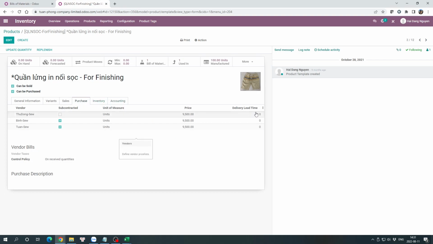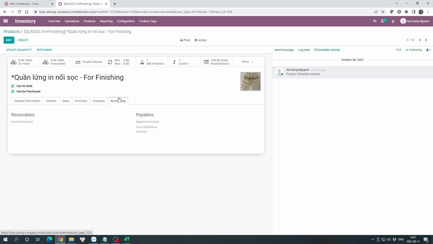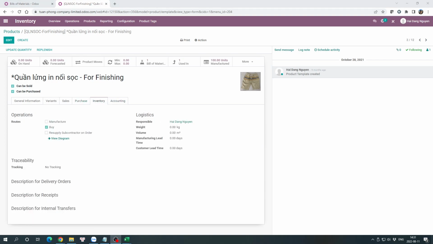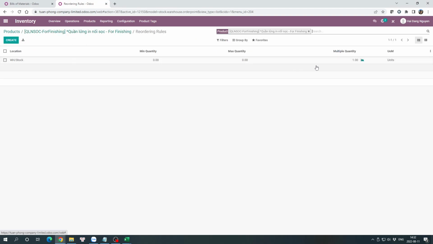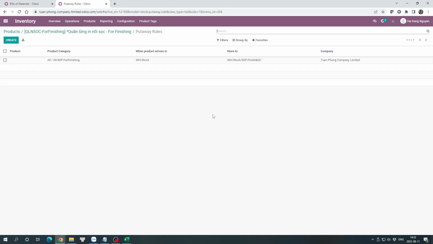By the way, remember to keep these as 0 to make life easier so that you don't get confused. In reality, you may want to put some days in here, but if it's the first time you do it, you want to see things triggered straight away, make sure these are 0. These should be 0 too. Let's see what else. Min max, yes, make sure there is a line right here with multiple of 1 at least. Then you got cost analysis, putaway rule, anything. Oh yes, there is a putaway rule for this one.